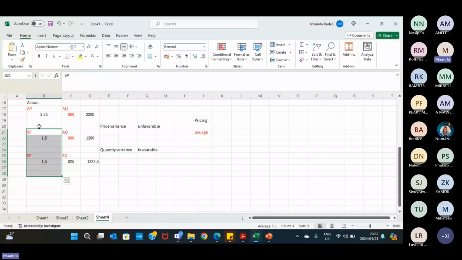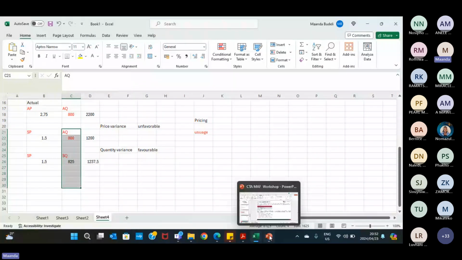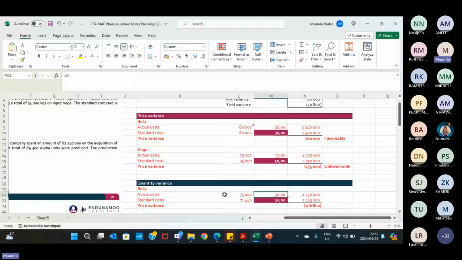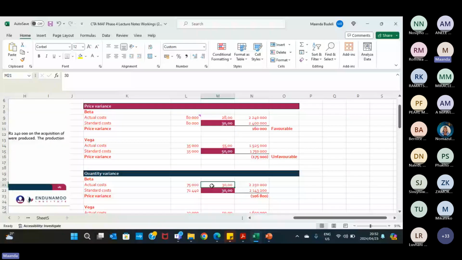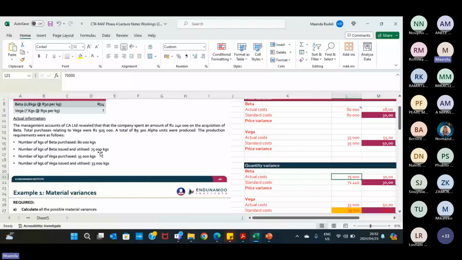And then let me go to my usage and see the people who are using now, without taking the price into account, whether they're doing the right things. So then it means my standard price, which is 30 per kg, which is the standard cost, remains the same because now I'm not dealing with the price. So I'm defaulting to what? To my standard cost. Then because I'm dealing with quantity, I'm going to focus on quantity. So we were told here to say Beta, we utilized 75 kg. So it means that we utilized 75 kg.